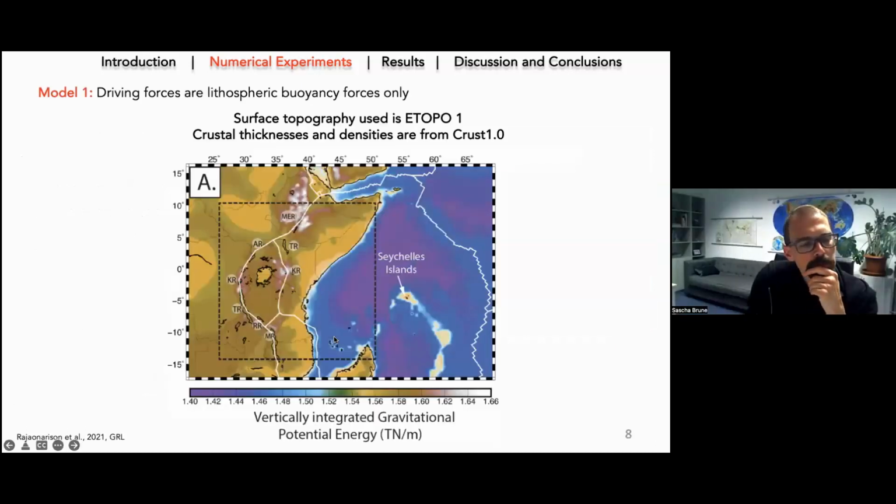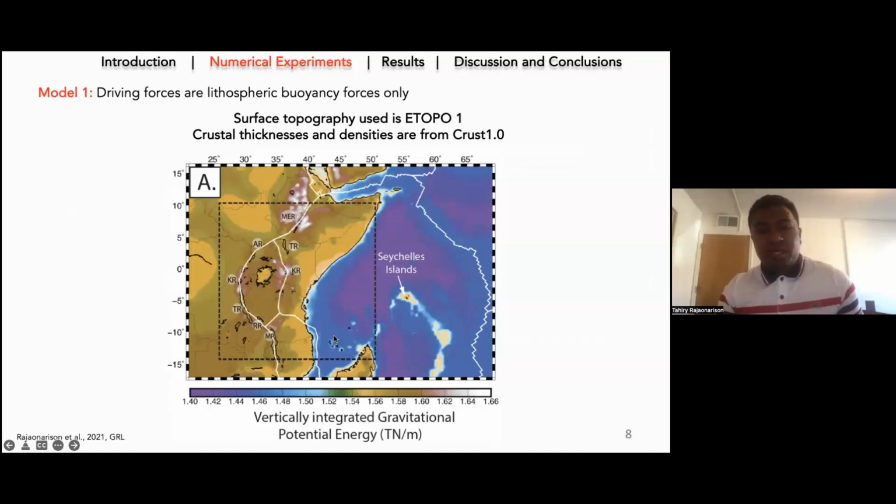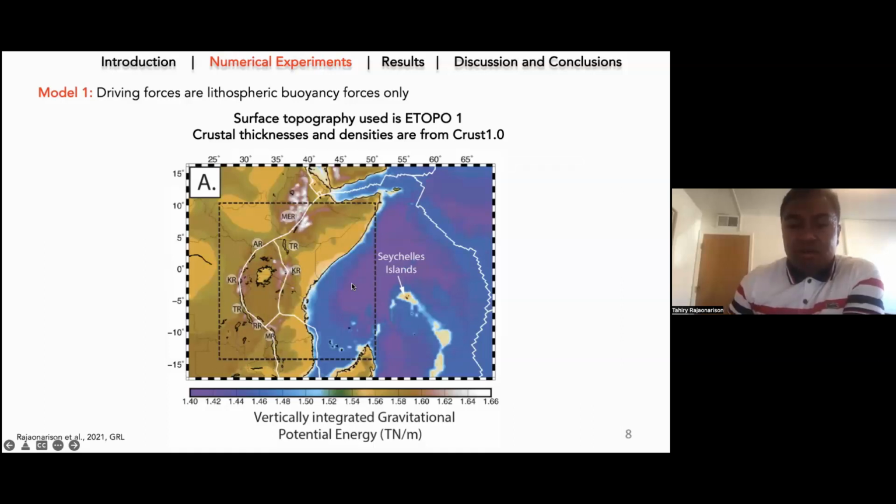Okay, so the three models that I'm going to compare in the next slides are, first, model one. The model is only driven by gravitational potential energy, the lithospheric buoyancy forces, and you can see here the variations in gravitational potential energy, with high GPE in the mainland and low GPE in the oceanic region.